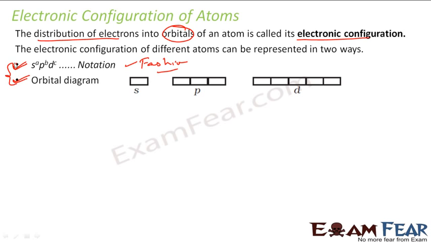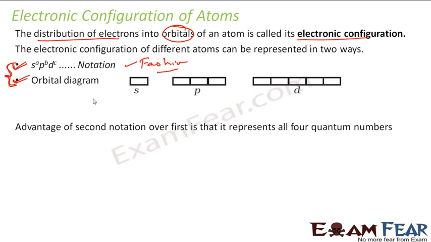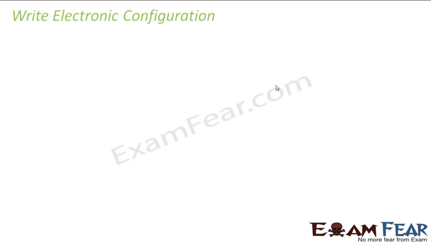Both are same actually. Both represent the same data. The only thing is the representation is different. But there is an advantage of the second over the first because it represents all quantum numbers. So this one will not represent all the quantum numbers, but this will represent all the quantum numbers. Looking at this, you can tell the quantum numbers for all the electrons. We'll discuss more in detail for that.